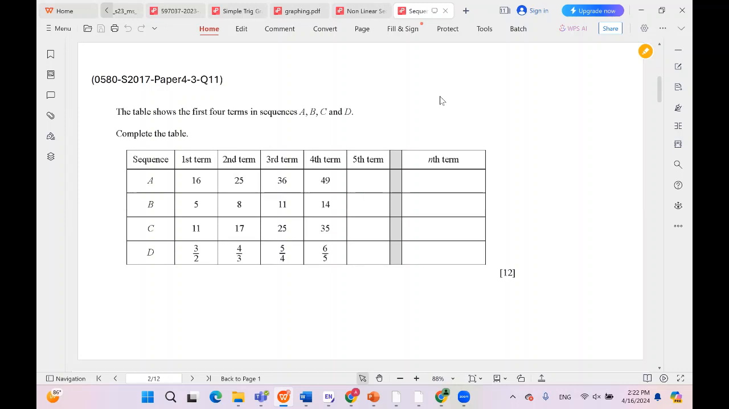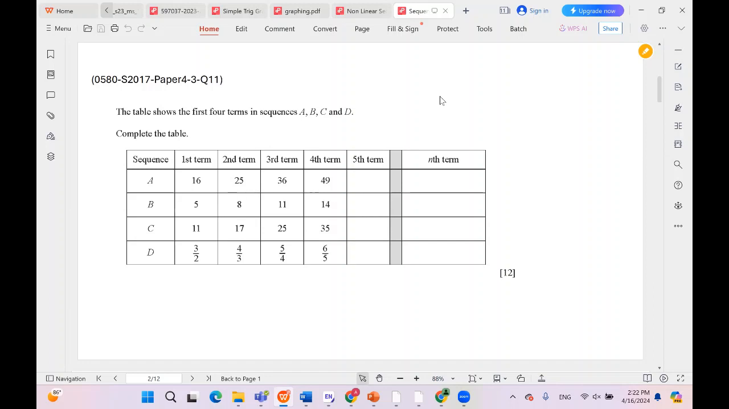The table shows the first four terms in sequences A, B, C, and D. Complete the table. So the idea in questions that are chosen to be in this video is that they do not tell you what type of sequence this is, and you have many different types of sequences within the same question. So we're going to be reviewing everything we discussed previously about linear sequences and non-linear sequences.